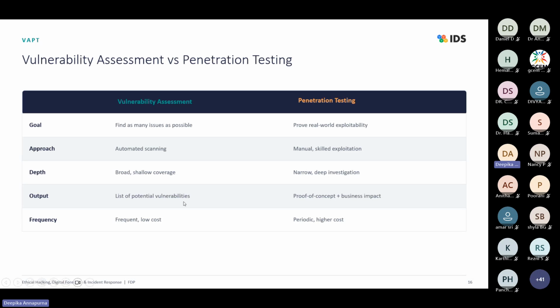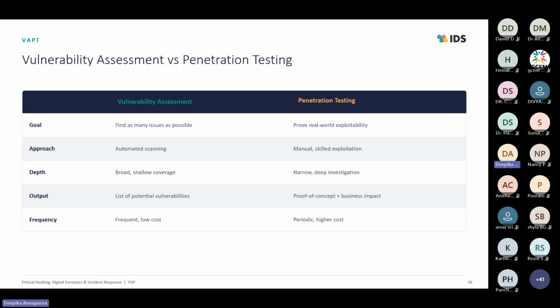As vulnerability assessment will be done by the system, every vulnerability will be scanned and we will get the report. But it is only done when it is exploitable. That is what penetration testing does. What is the output? It will give you the list of vulnerabilities which are present. But what is the output of penetration testing? It will give you the proof of concept and business impact.